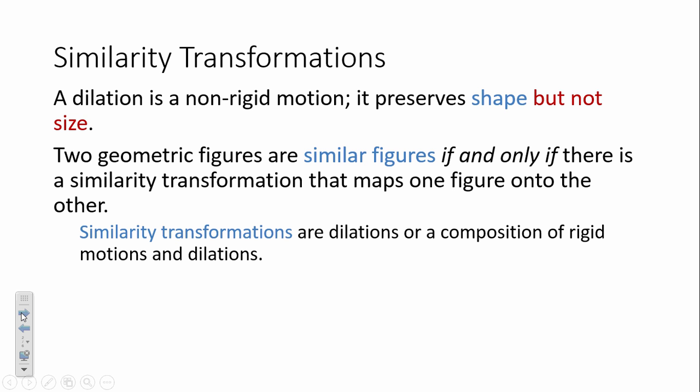And finally, similarity transformations are going to be defined as dilations or a composition of a rigid transformation and a dilation. So to get a similarity transformation, we either have to use a dilation or a dilation with a translation, reflection, or rotation. Questions on this slide? Okay.